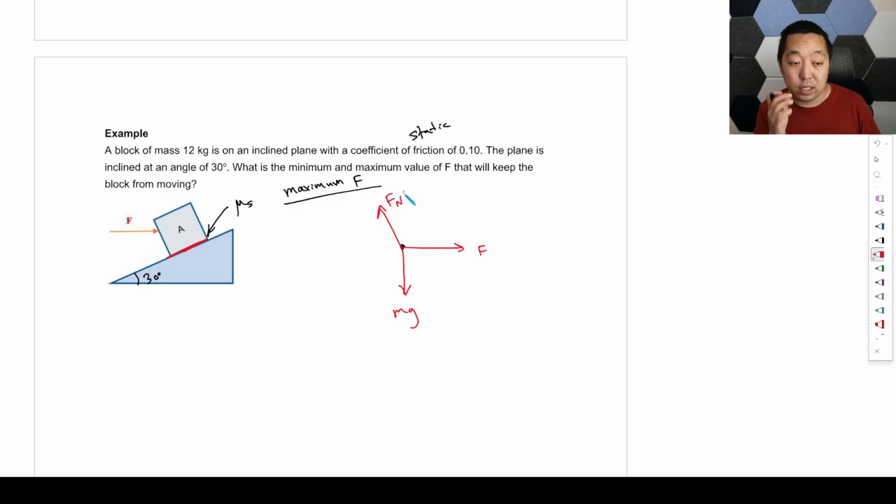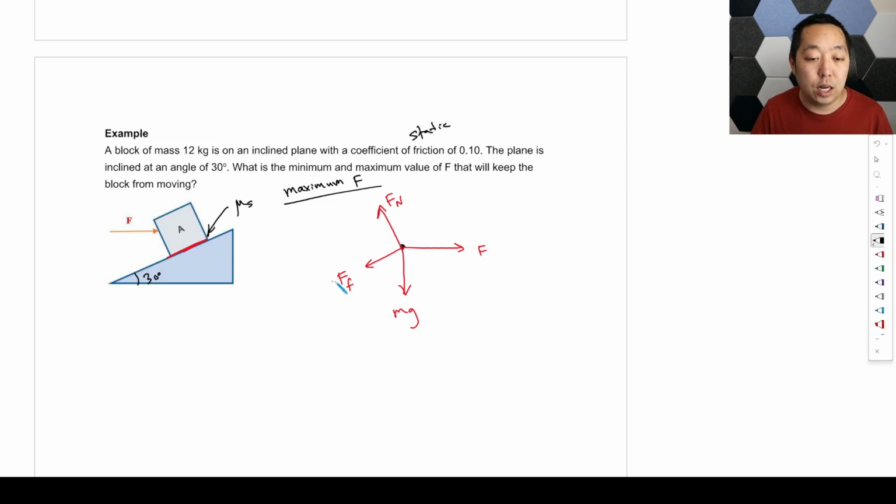Now, here's the thing. If it's the maximum, that means if I exceeded this, if I had a bigger F, without any friction it would go up the ramp, right? Because if I push harder, it's not going to go down the ramp. It's going to go up the ramp. So static friction has got to be parallel to the ramp, parallel to this surface, and going down the ramp for the maximum F calculation, right? Because if I exceed it, if there were no friction, it would slide up the ramp in that case, right?